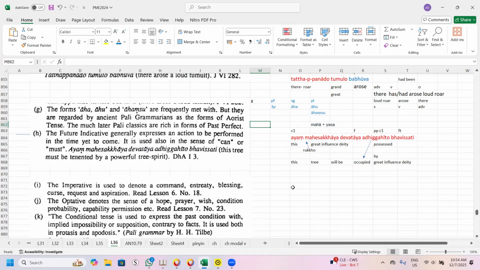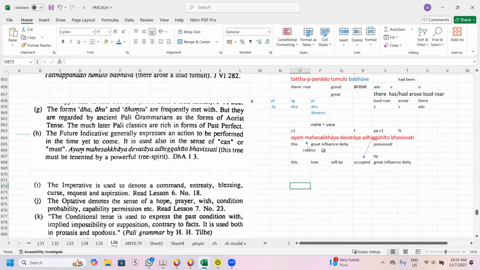So what you need to do is look at the sentences carefully. For instance, like this one, can you see ayam? Can you see this one? Mahesakkhaya, Mahakaya. Then this is devataya adhikahito bhavissati. So this is talking about the future indicative. So we try to understand the future indicative. First, what you do is ayam, ayam.